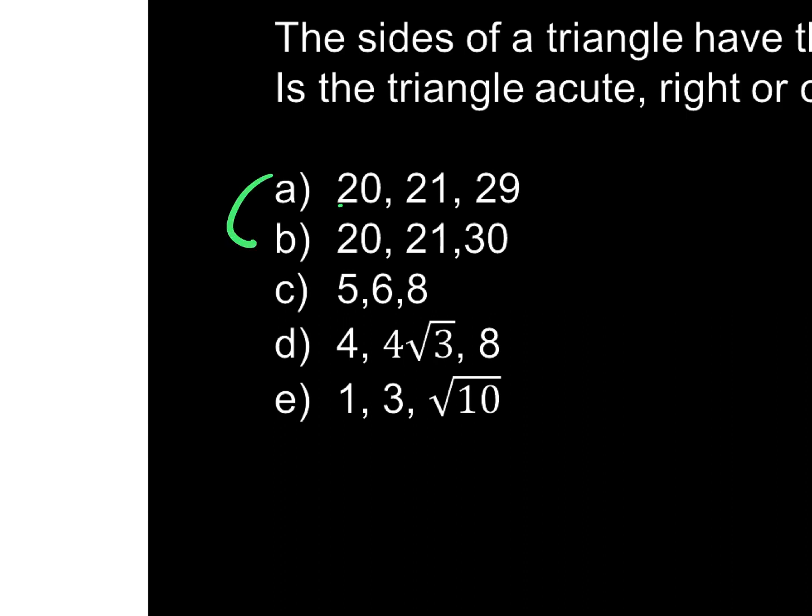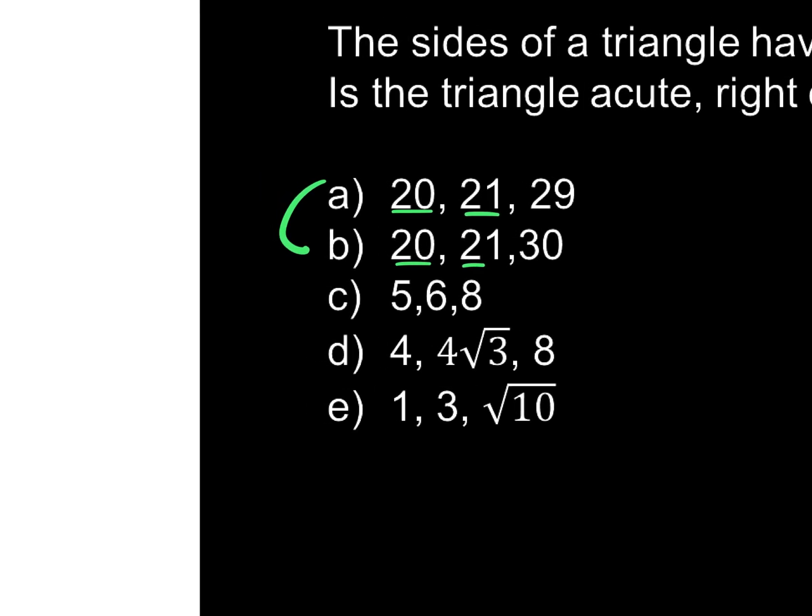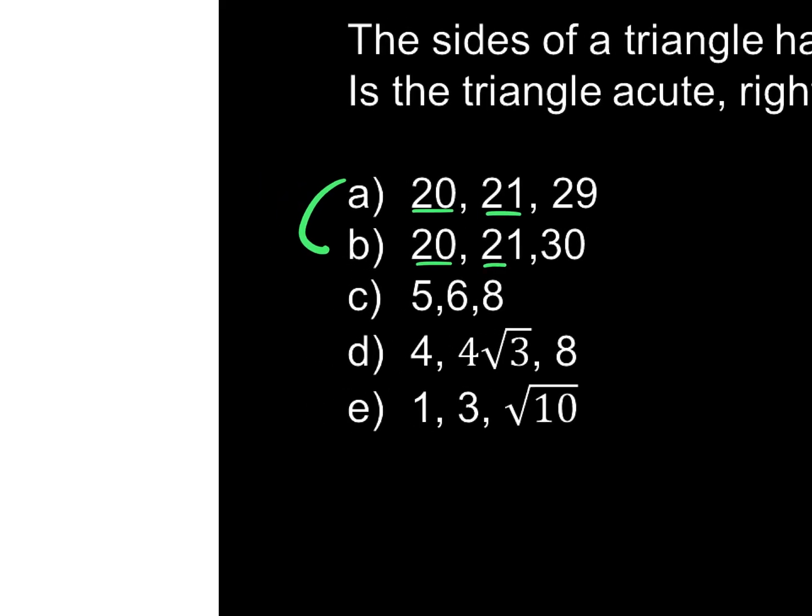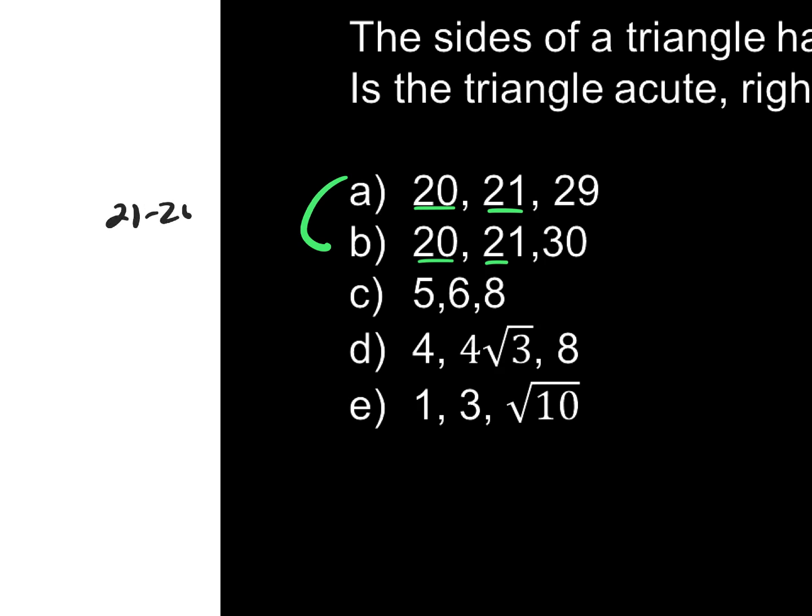So notice these two, both of the smaller numbers are the same. So for part A and B here, I'm gonna subtract 21 and 20 and add 21 and 20. And once I subtract them, I get 1. When I add them, I get 41. So because 29 is in between here, and so is 30, these are both good, they will form a triangle.